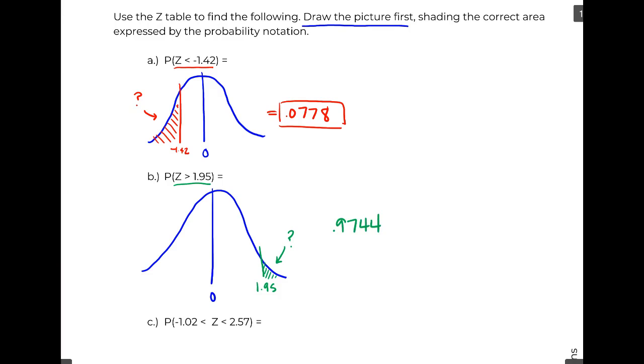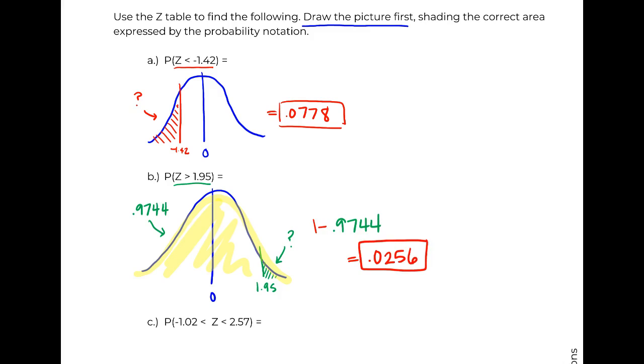But if we've drawn our picture, we recognize right away that we've made a mistake because we did not shade 97% of this curve. In fact, remember the drawing at the top of that table shows that they're giving out left side probabilities. So if they gave us this side is 0.9744 and we know the entire area under the curve is equal to 1, then we can figure out the part that we're missing by just doing 1 minus, which gives 0.0256.